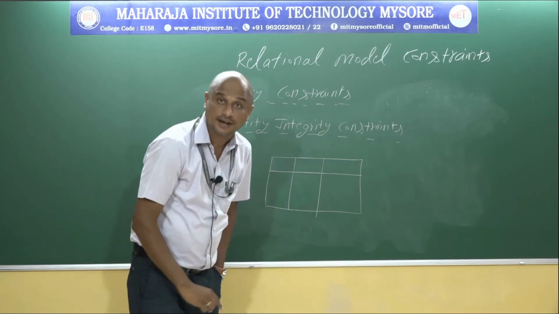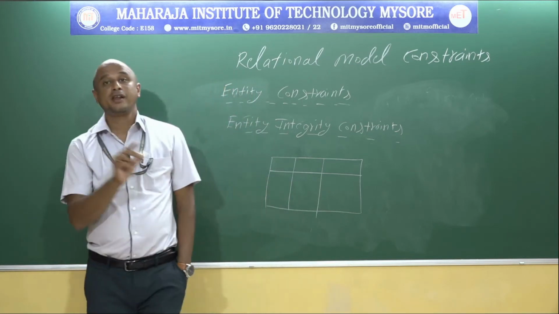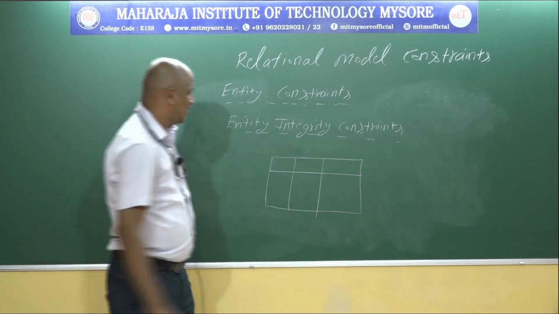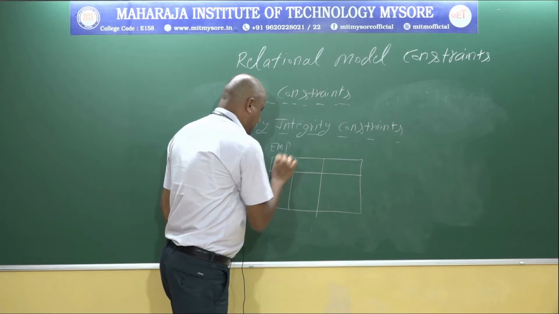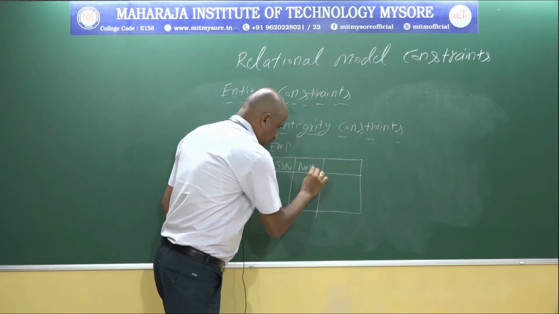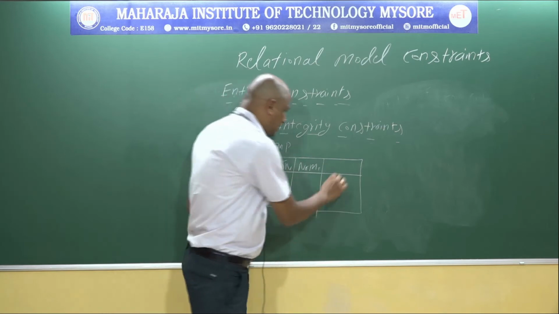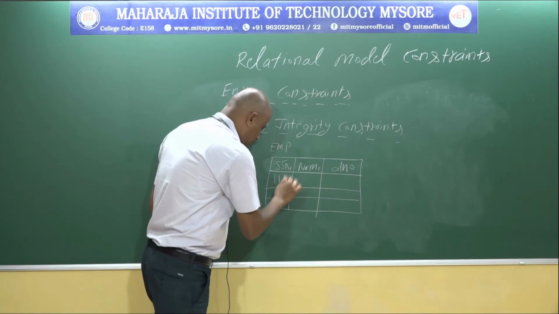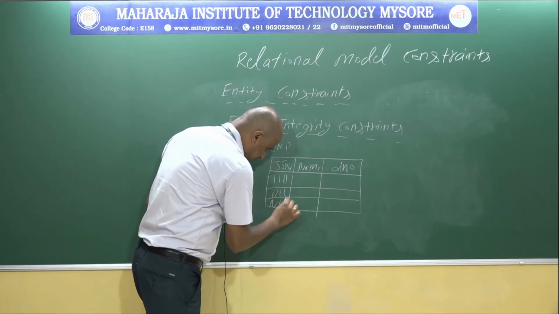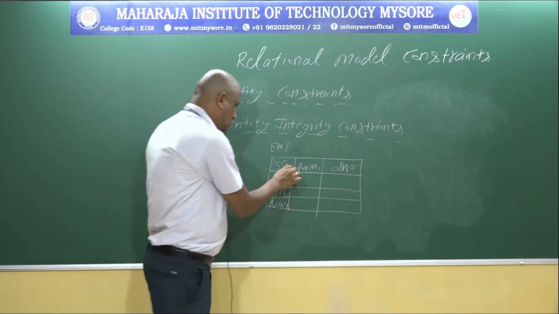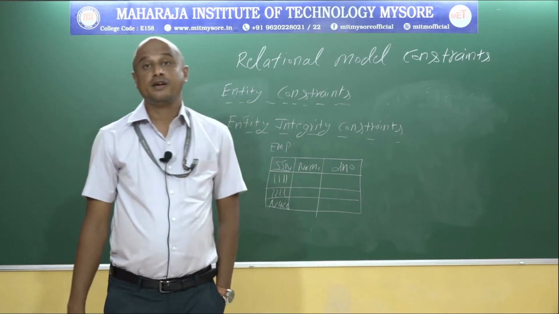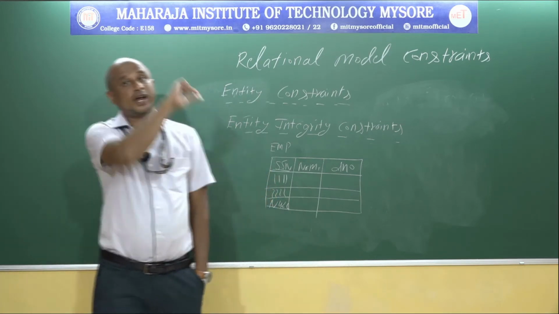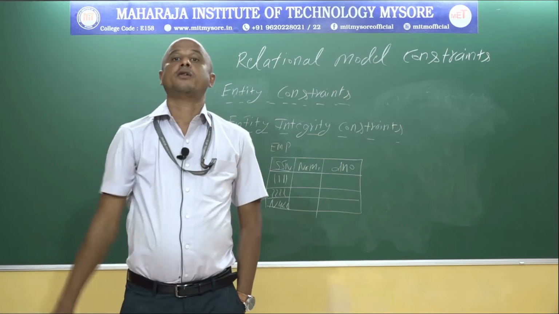Entity integrity constraint is the rule that defines that a primary key cannot be null. Employee is a table containing SSN, name, and department number, defined with primary key values 11, 22 and null. SSN is the primary key of the employee table, which tells us that the primary key must not be null. So entity integrity says that a primary key cannot be null.